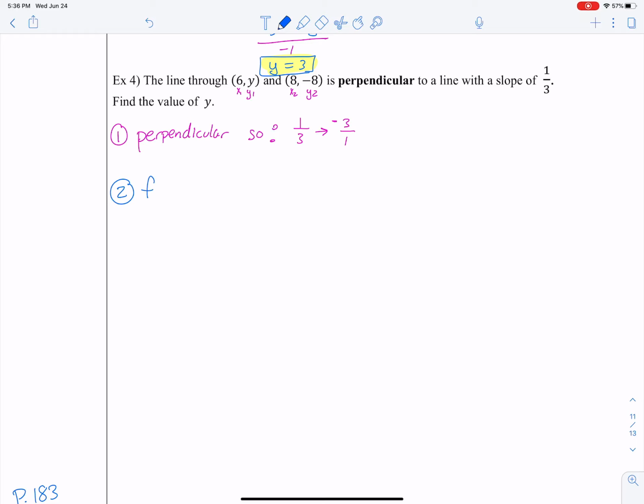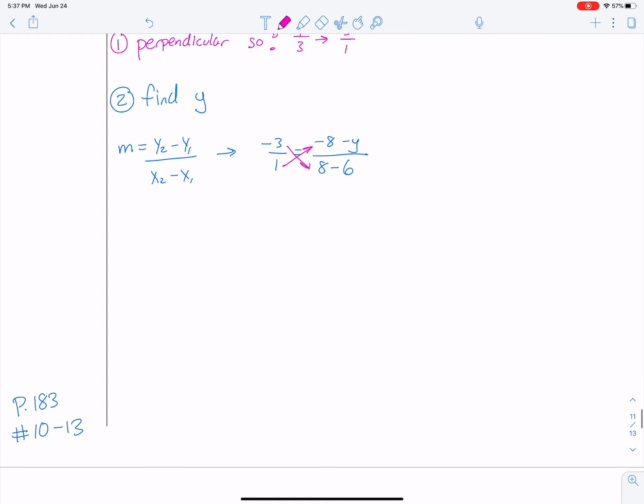Second step is going to be to find y. So we have m is equal to y2 minus y1 over x2 minus x1. We're going to look at our new slope, so -3 over 1 for our m. y2 is going to be -8 minus y, and then we have 8 minus 6, so we fill in our numbers. And then we're going to cross multiply. At this point, you can pause your video and solve for y, and then come back and I will do the solution with you. So go ahead and pause.